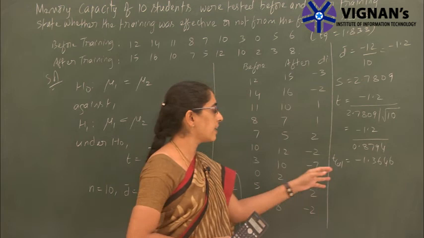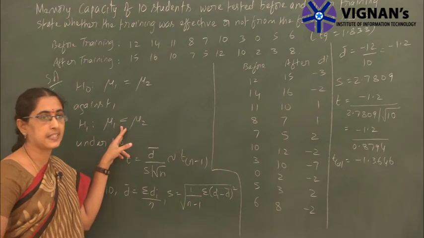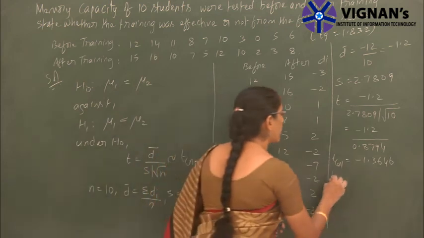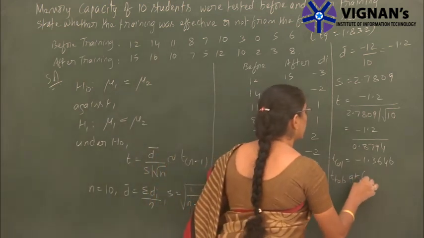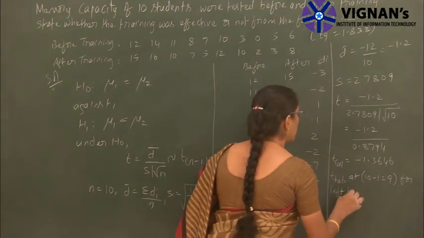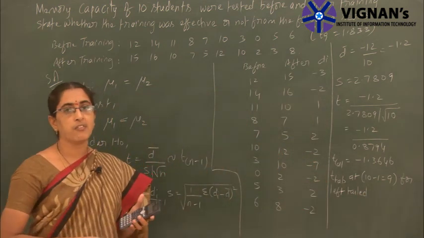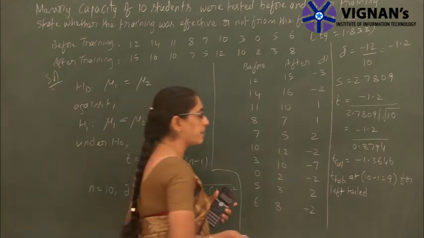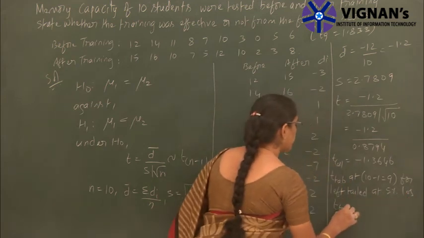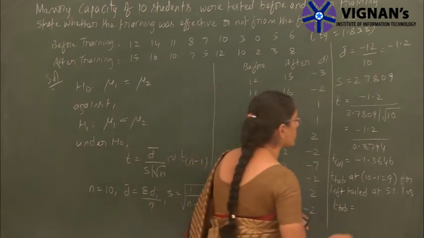Now we can't consider the modulus of that because the alternative hypothesis is left tail here. So t calculated is minus 1.3646. Now tabulated value of t at 10 minus 1, that means 9, for left tailed. The level of significance is not mentioned, so by default we consider it as 5%. So at 5% level of significance, left tailed means we have to place a minus sign before that. So minus 1.833.